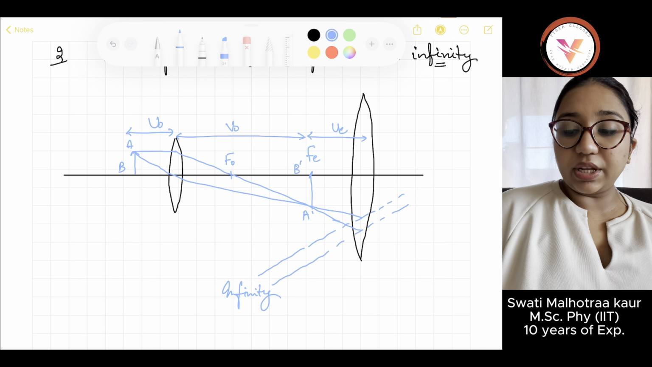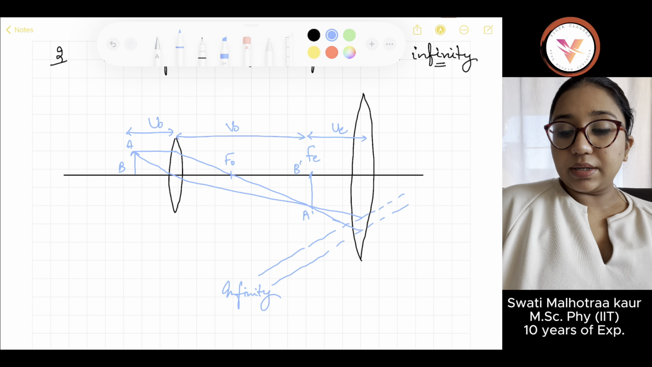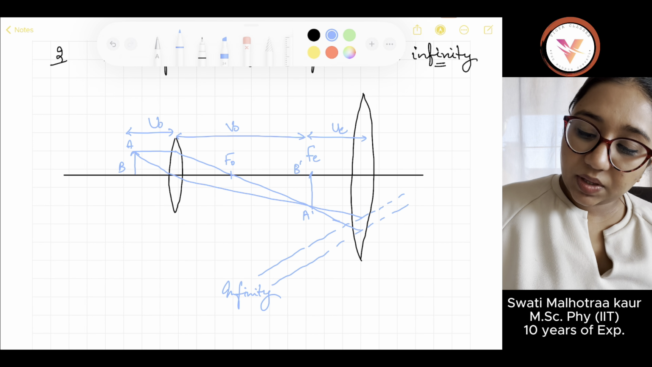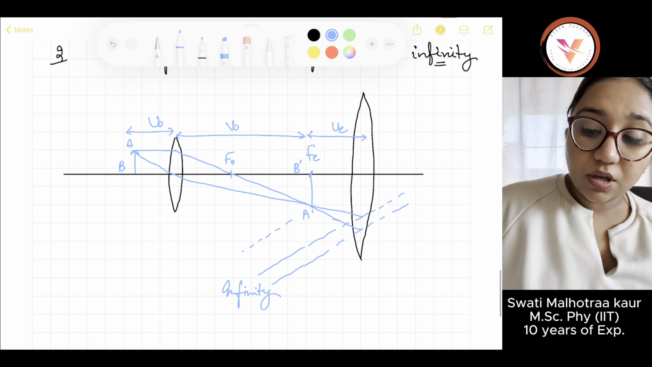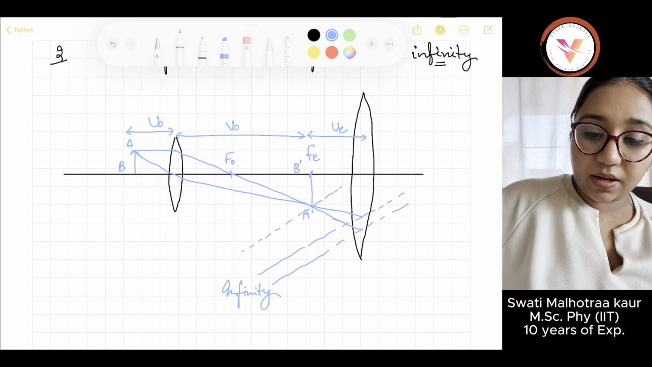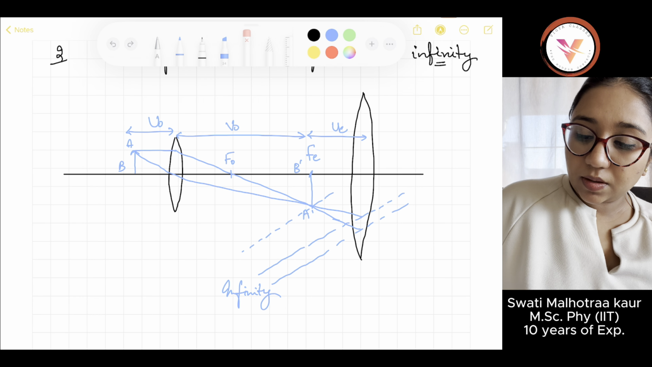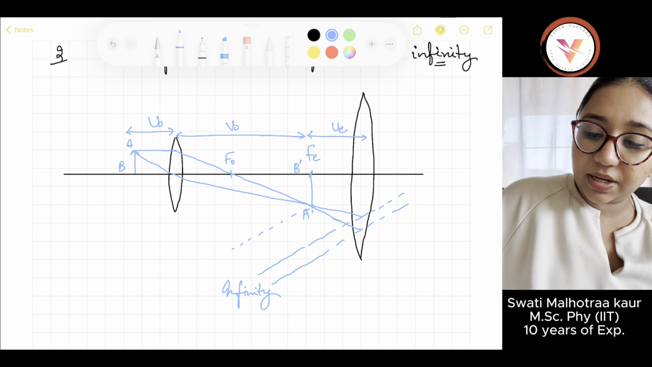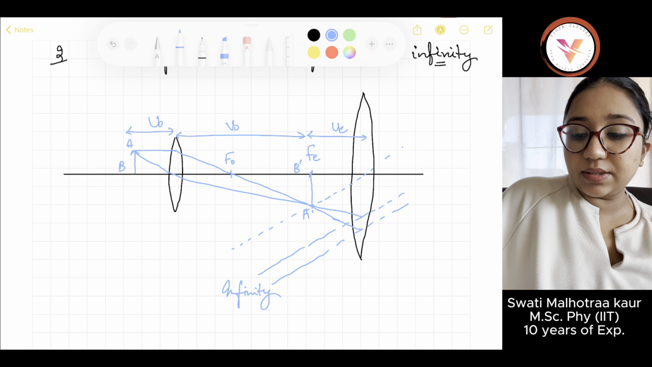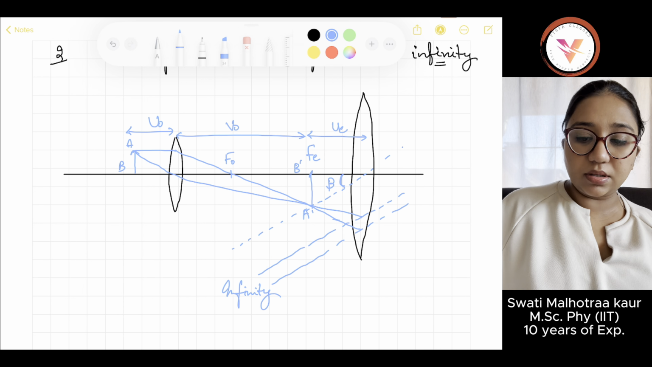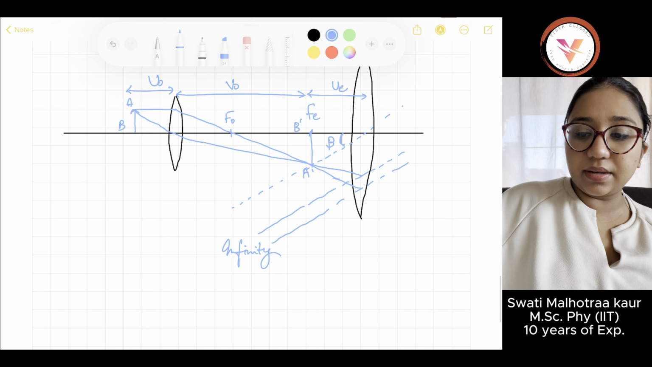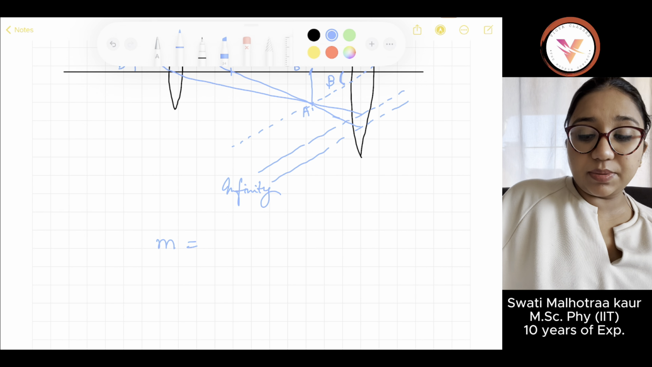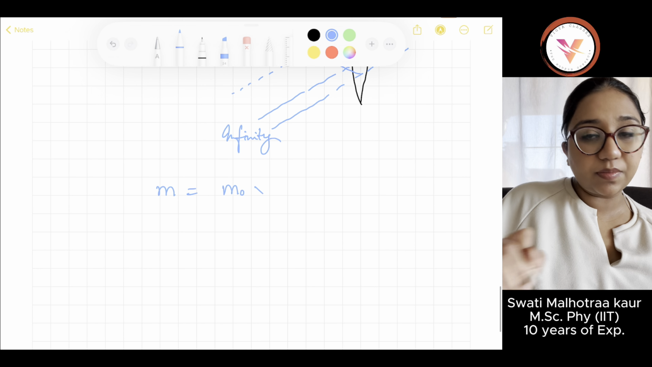Okay, but you know that for the infinity we extrapolate it, and again we put it at the least distance of distinct vision. Now consider that some ray is coming from infinity, and let's make a parallel ray here, and it passes through this E. We can say that this is my angle beta, and again alpha is between this object and I. So for my magnification, it's easy. You know that it is basically equals to MO into ME, right?